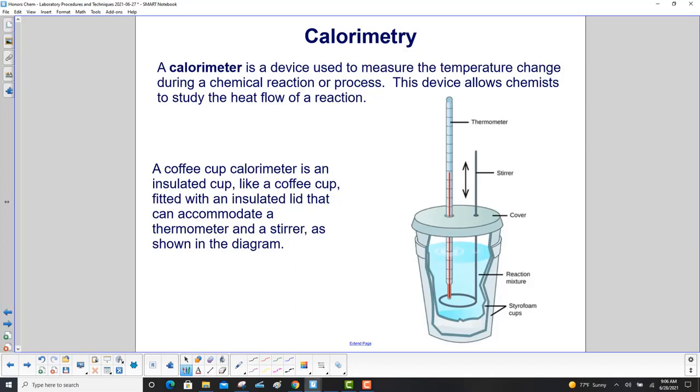Calorimetry. A calorimeter is a device used to measure the temperature change during a chemical reaction or process. This device allows chemists to study the heat flow of a reaction. Over here, we have a coffee cup calorimeter. It's an insulated cup, like a coffee cup, that's where the name comes from, fitted with an insulated lid that can accommodate a thermometer and a stirrer, as shown in the diagram.